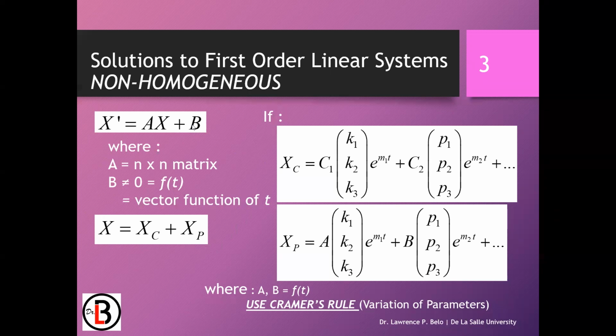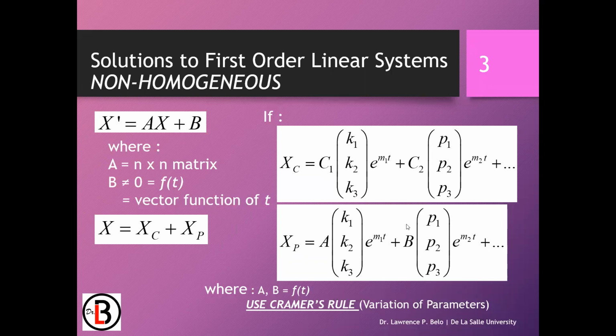Now, remember that before, in the homogeneous types, our answers are basically in this form, the one on top. But for non-homogeneous, the final answer would take the form of xc plus xp. Do you recall what's xc? It's the complementary solution, whereas the xp is the particular solution, right? Okay, so in this case, note at the bottom that A and B are functions of t, because C1 and C2 are just constants.